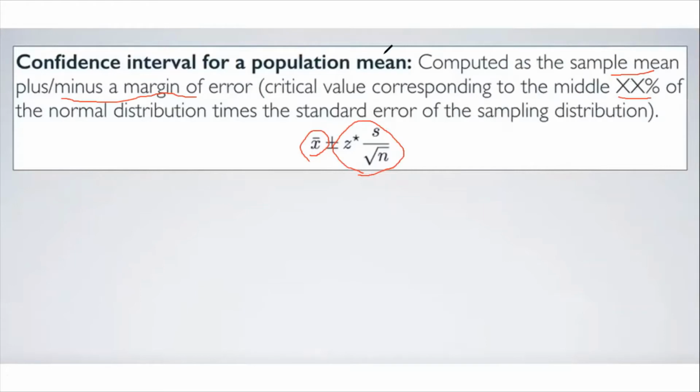Anyway, what is this margin of error? It is a critical value. It's very important for constructing our confidence interval, which is why it's called a critical value, and it corresponds to the middle 95% of the normal distribution. Then we multiply it by the standard error of the sampling distribution. That is basically the confidence interval. So what is the critical value? It's basically a z-score.